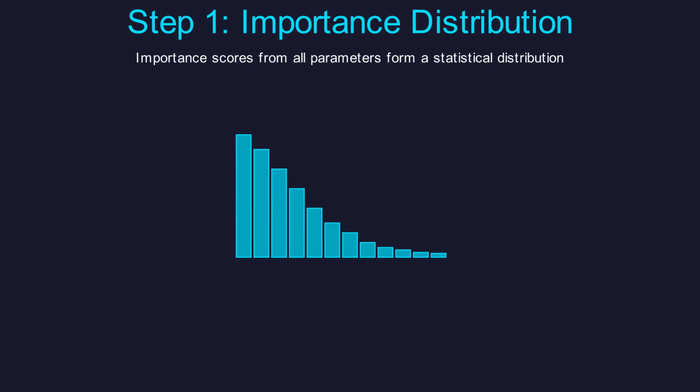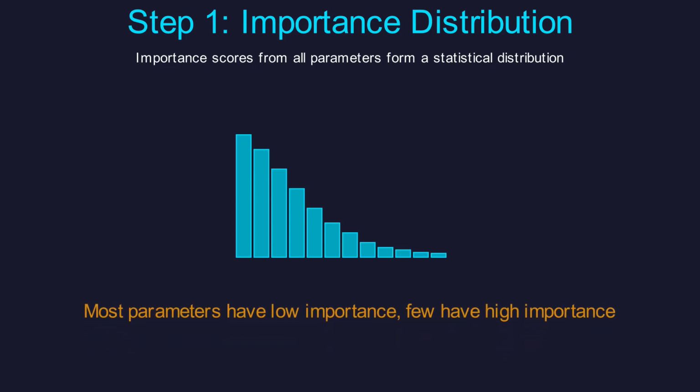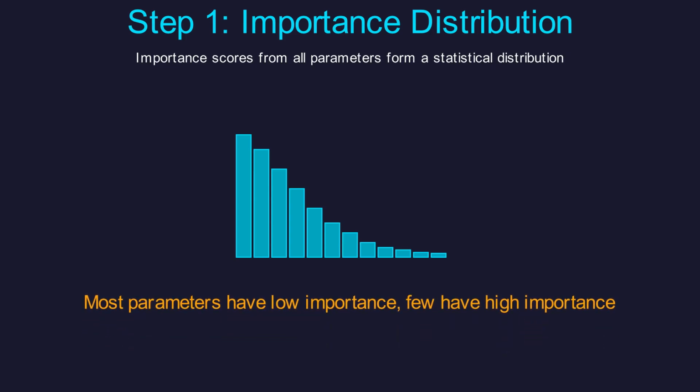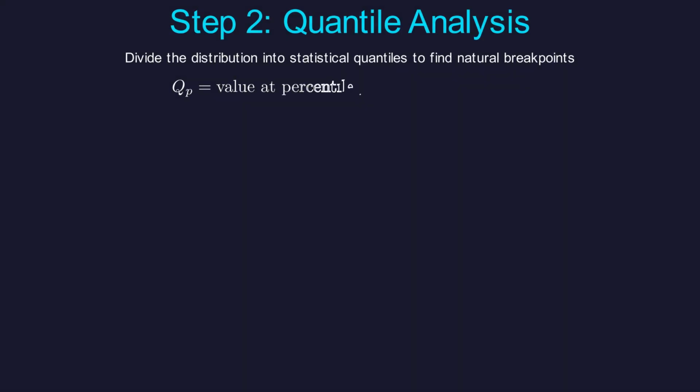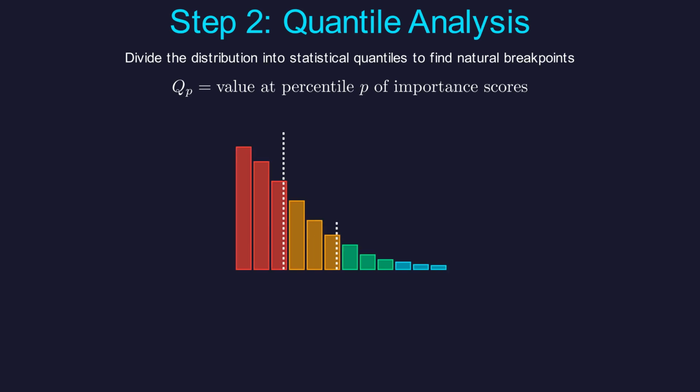So we're going to apply quantiles. We're going to break down that distribution into 4 quantiles, and those quantiles will help us find out what the thresholds are. So let's look at a sample distribution where, again, we have a lot of importance scores with tiny values, the red ones, and just a few importance scores with high values, the blue ones.